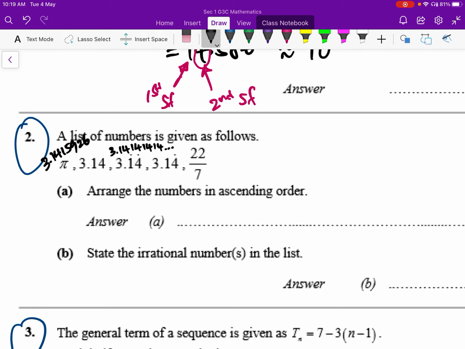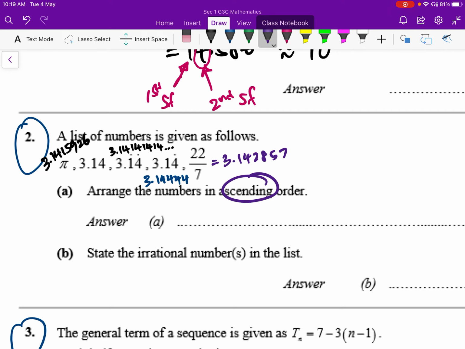The next number, 3.14 recurring, is 3.14444, so on and so forth. Now let's move on to 22 over 7. From our calculator, we get 3.142857. Now, ascending order, small to big. Which one looks like the smallest to you?